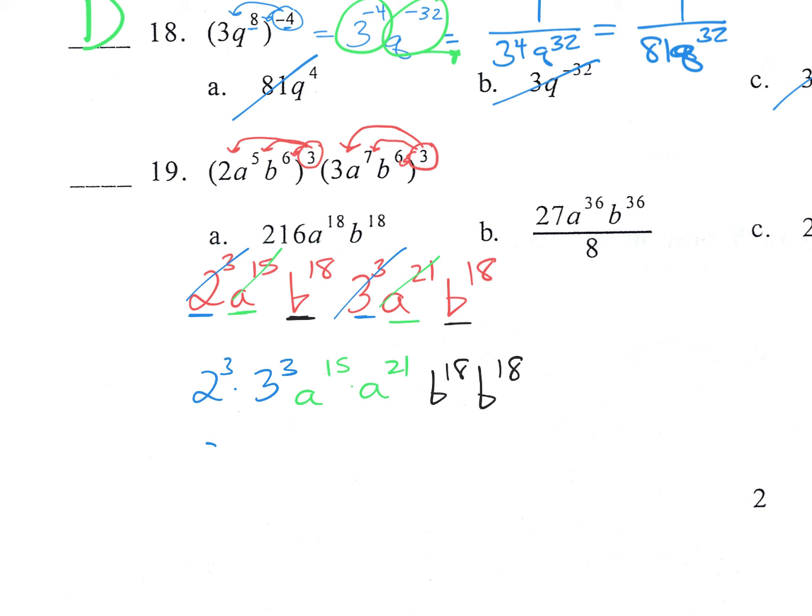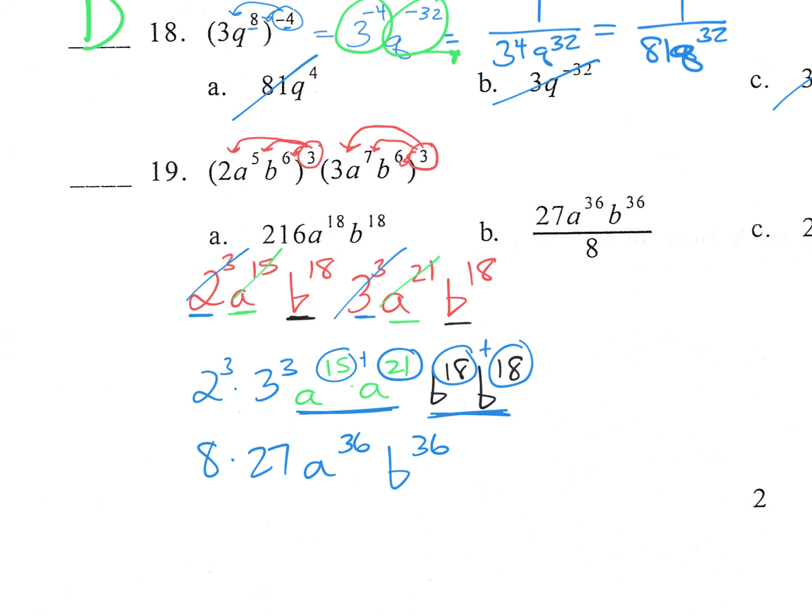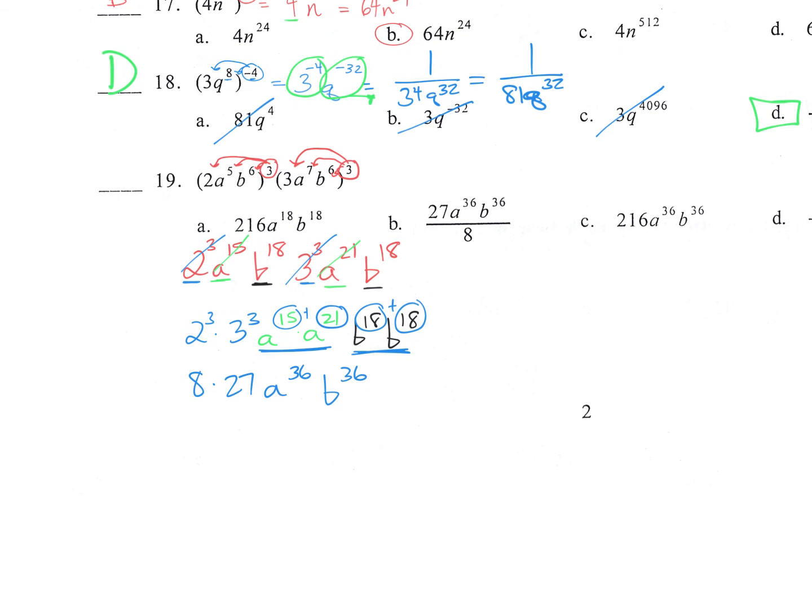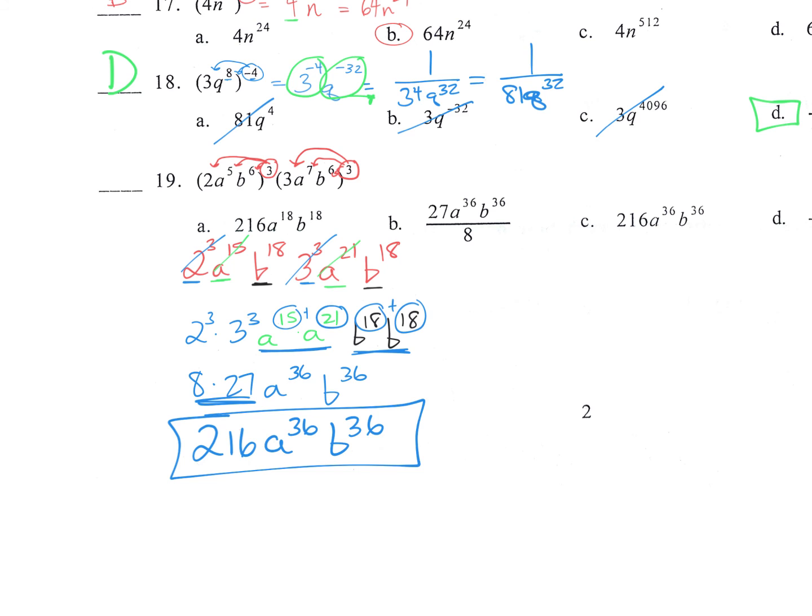Now we've got to simplify. 2 to the third is 8. 3 to the third is 27. The a's, same base, let's add those exponents. So we're going to get a to the power of 36. The b's, same base, so let's add those exponents. 18 and 18 is 36. The last thing I need to do is actually multiply. 8 times 27, I get 216. So my final answer is 216, a to the 36, b to the 36. That's answer choice C.